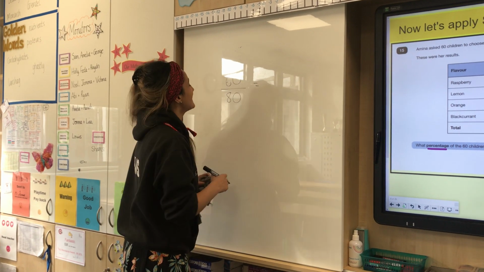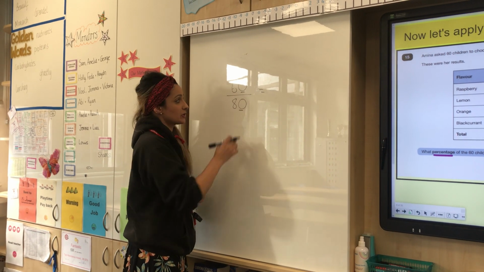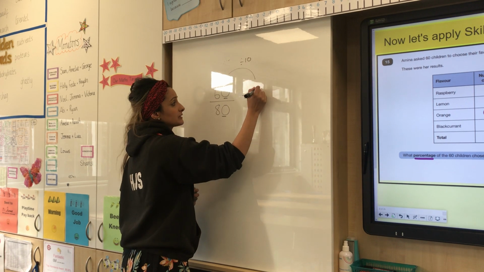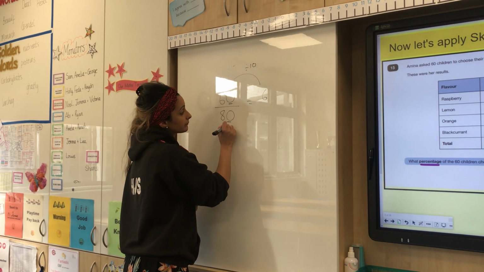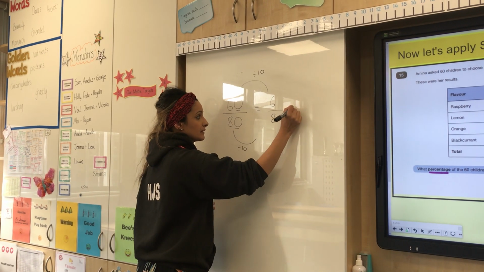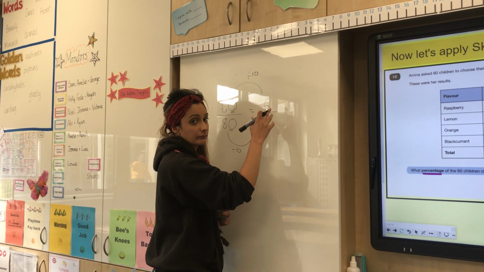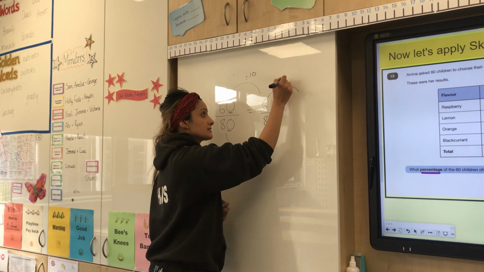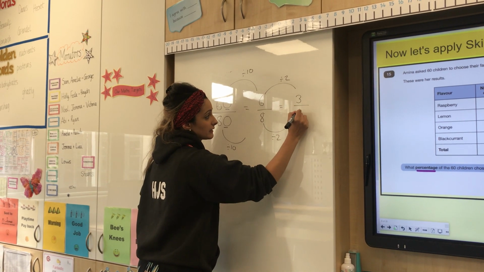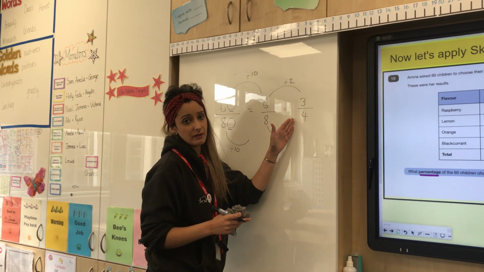60 out of 80. So you're hoping at this point here the children can recognise that these are both multiples of 10 because they both end in that 0. So 60 divided by 10 would give you 6. 80 divided by 10 would give you 8. This can still be reduced though, because they're both multiples of 2, because they're both even numbers. So 6 divided by 2 gives you 3. 8 divided by 2 gives you 4. So 60 over 80 reduced to its simplest form would be 3/4.